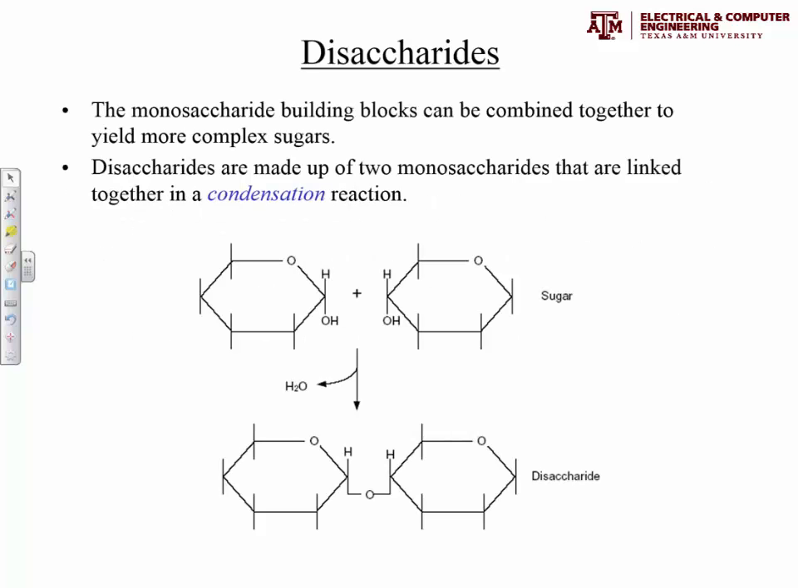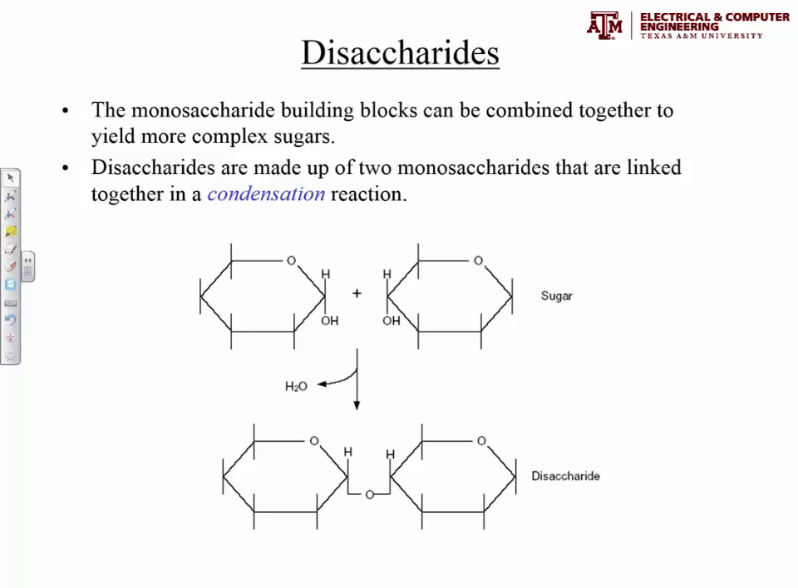Alright, so we talked about monosaccharides, or the simplest sugars that had the general formula CH2ON, where N was like 3, 4, 5, 6, and 7. Now we want to see how these units of sugar are linked together to form, let's say, disaccharides if you have two monosaccharides linked together, trisaccharides if 3 of them, then you can have polysaccharides also. So the monosaccharide building blocks can be combined together to yield more complex sugars. Disaccharides are made up of two monosaccharides that are linked together in a condensation reaction. Condensation reactions are reactions where two units are linked together and a water molecule is eliminated.